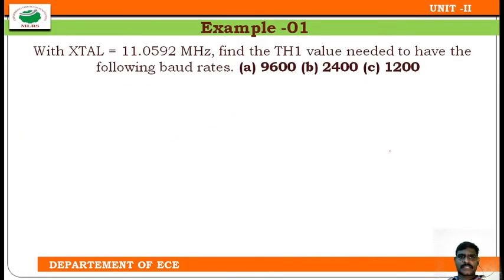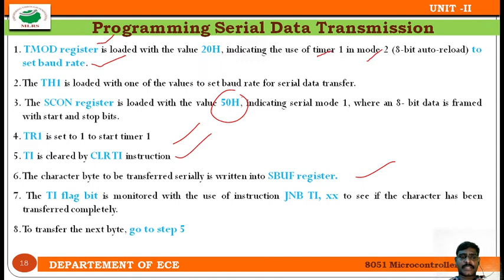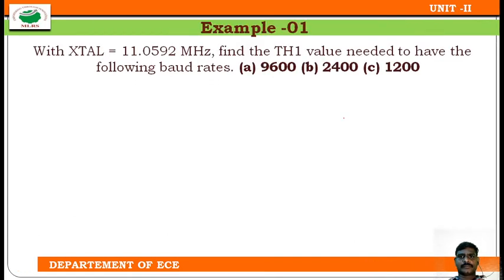Let's see an example. Suppose I have a crystal oscillator of 11.0592 megahertz. Generally, if the question does not specify the crystal frequency, we consider 11.0592 megahertz. If it is specified, you can use that and find the TH1 value. Why am I talking about the TH1 value? Because in the procedure I need to load TH1 with the baud rate. So I need to find the values for baud rates of 9600, 4800, 2400 and 1200. This is the procedure.